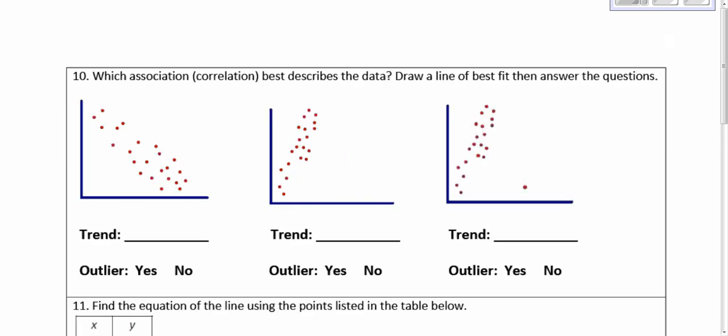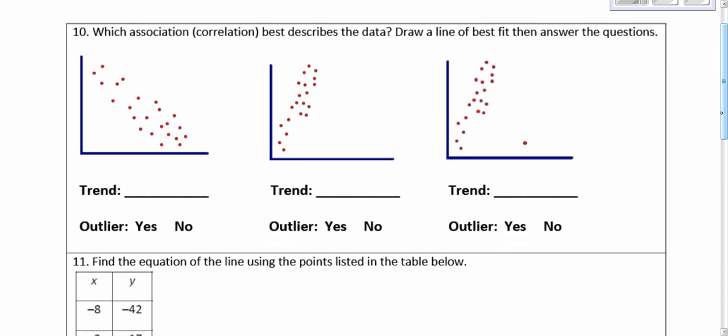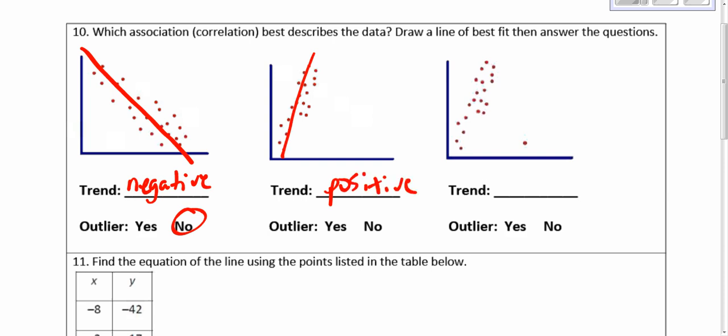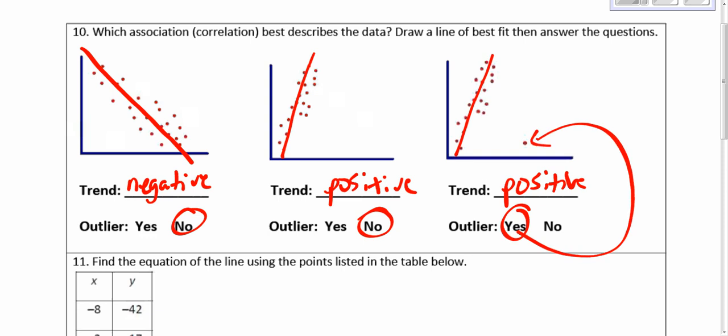Number 10, which association best describes the data? Clearly this one, if you draw a line of best fit, is negative. Is there an outlier? I don't see any. This one is clearly positive, and that wasn't the best line I could draw, but I'm just doing it quickly. No outliers. And this one is clearly positive, and there's definitely an outlier. There it is.